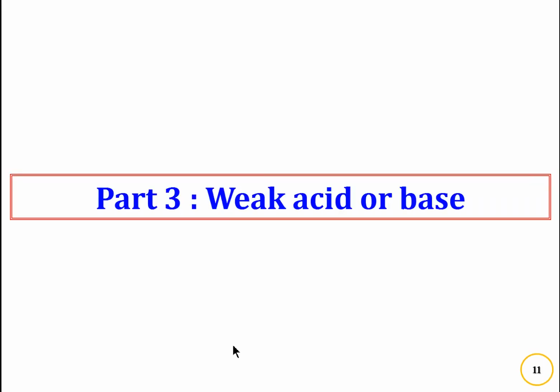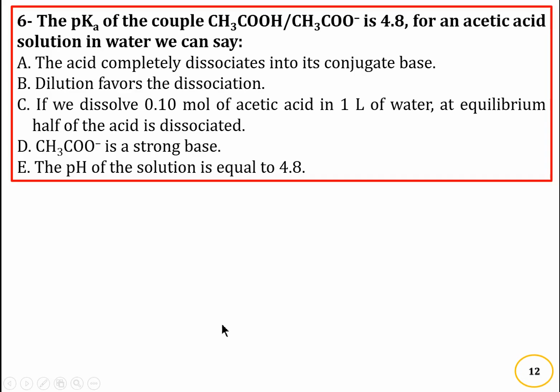We pass to part 3 concerning the weak acid and the weak base. Exercise 6. The pKa of the couple acetic acid acetate is 4.8. For an acetic acid solution in water, we can say A, the acid completely dissociates into its conjugate base. This is false, since a weak acid dissociates partially, so we have weak dissociation.